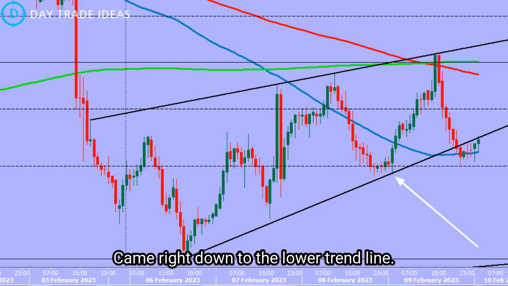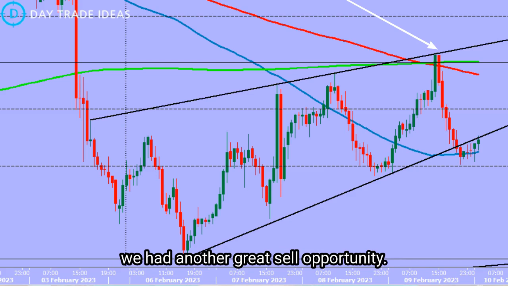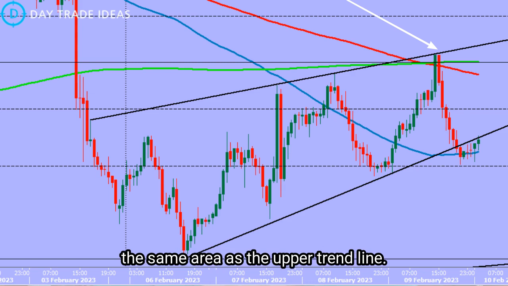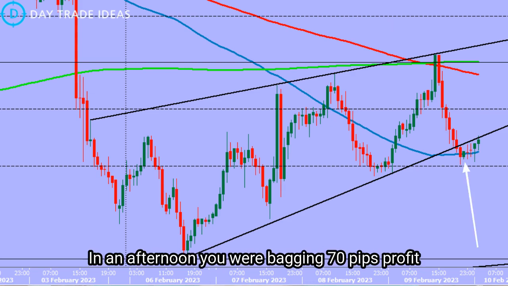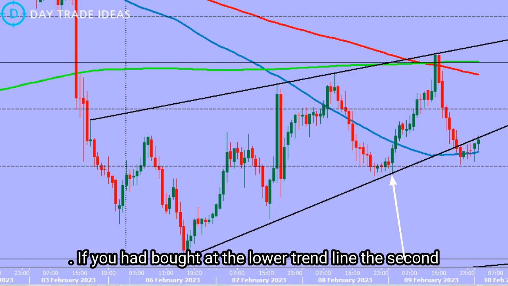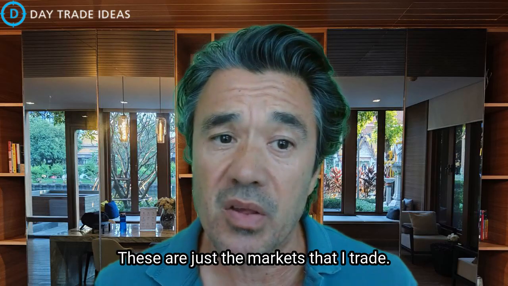Came right down to the lower trend line. And again, the following day on the 9th, we had another great sell opportunity. We had the red 200, the green 500-hour moving averages combined in the same area as that upper trend line. You didn't have to wait long. In an afternoon, you were bagging 70 pips profit on that trade for risking 20 pips maximum. If you had bought at the lower trend line the second time around, you'd have done well on the rally up. This is textbook.